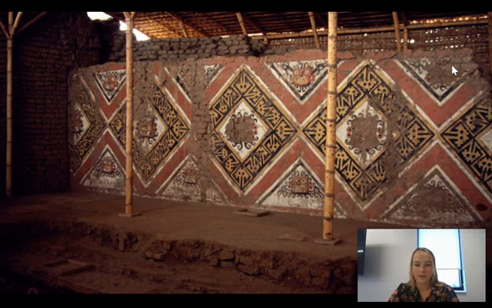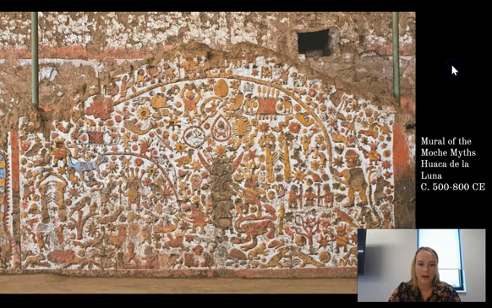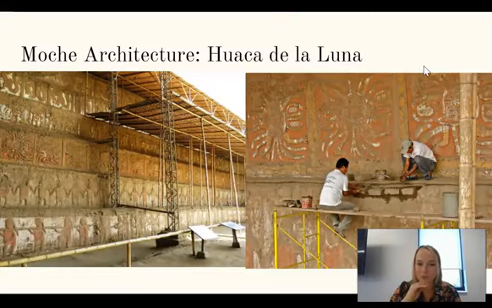Here they are again. Some of them are in better shape than others. We also have this mural of the Moche myths at Huaca de la Luna as well, where we have a lot of human figures and plants, agricultural symbols, stars, and theogenic plants, and it's quite colorful. And it's a very interesting mural that we have at the Huaca de la Luna. This one's not in your textbook, but I do think it's interesting and noteworthy enough to include in this presentation.